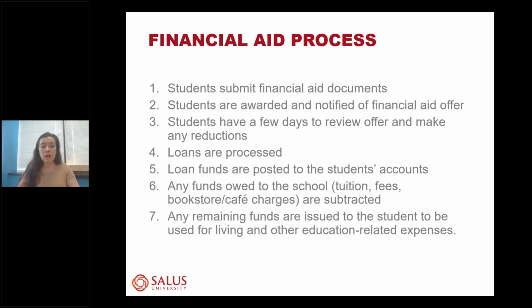Loans will then be processed. And again, when disbursement comes, which for our students that we're talking to right now, that would be August of 2024 would be our fall disbursement. Those loans would be processed. They would be posted to your account. Any funds that are owed to the school are subtracted. And then any of the remaining funds after your cost of the school or finance are going to be returned to you via a refund. That refund is what you're going to use for any living expenses or other education related expenses.